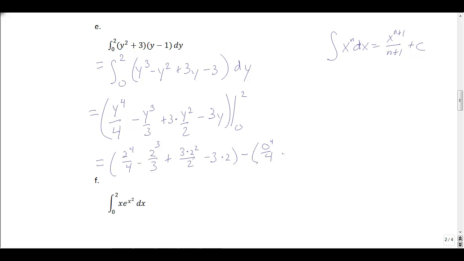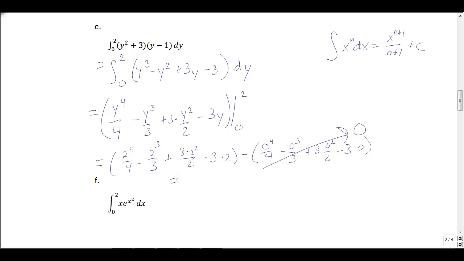I'll get 0 to the 4th over 4 minus 0 cubed over 3 plus 3 times 0 squared over 2 minus 3 times 0. You'll note every term here is 0, so this whole thing goes to 0. So I want to make sure we plug in that 0. Sometimes you'll have like an e to the 0, which is a 1. I believe we had that on the previous question there. So sometimes people will put a 0 without thinking it through all the way. You want to make sure that actually is 0. You don't necessarily need to write it down, but you need to think that through.